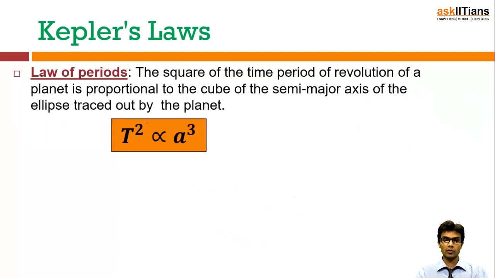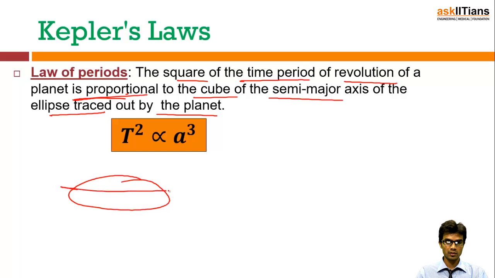Next, third law, law of periods. The square of the time period of revolution of a planet is proportional to the cube of the semi-major axis of the ellipse traced out by the planet. So this is the ellipse, this is the sun, and this is the planet P. Let us consider the planet from here.